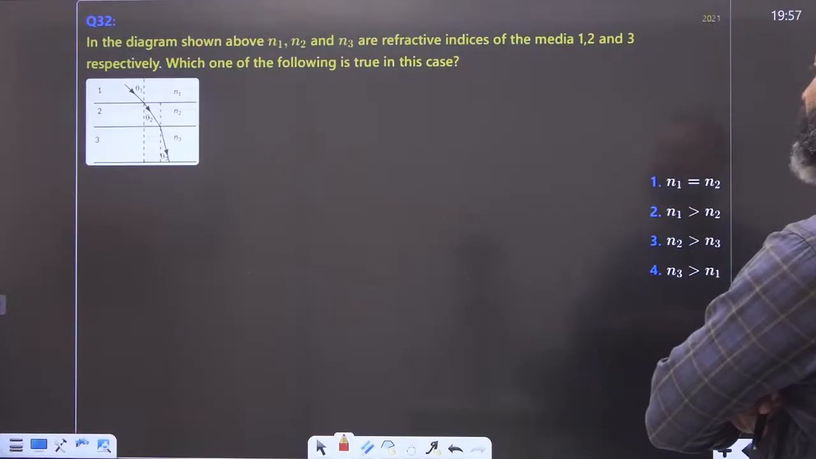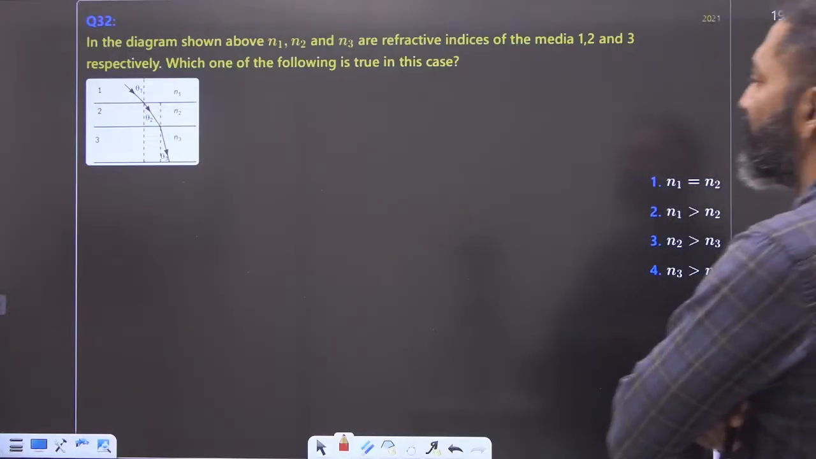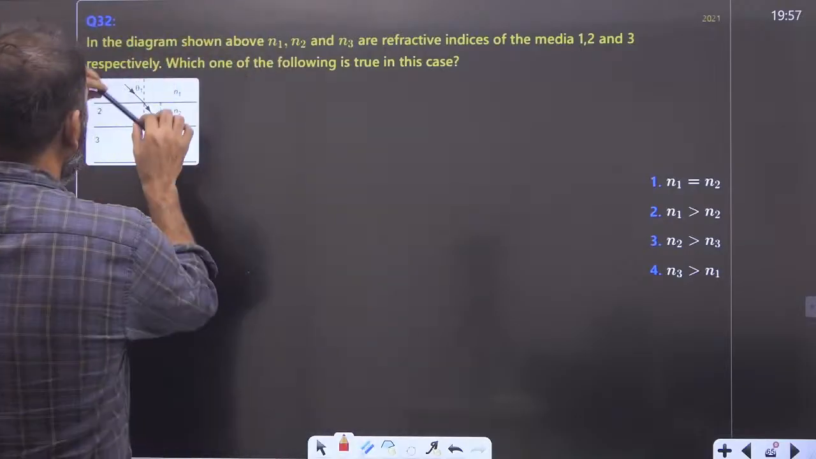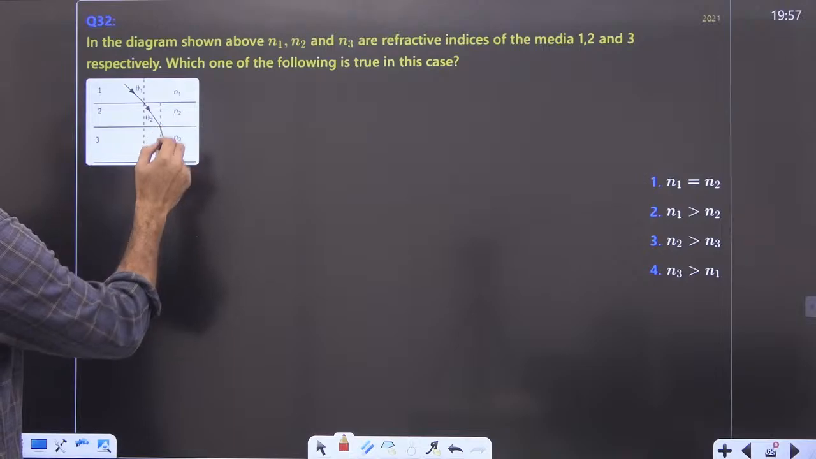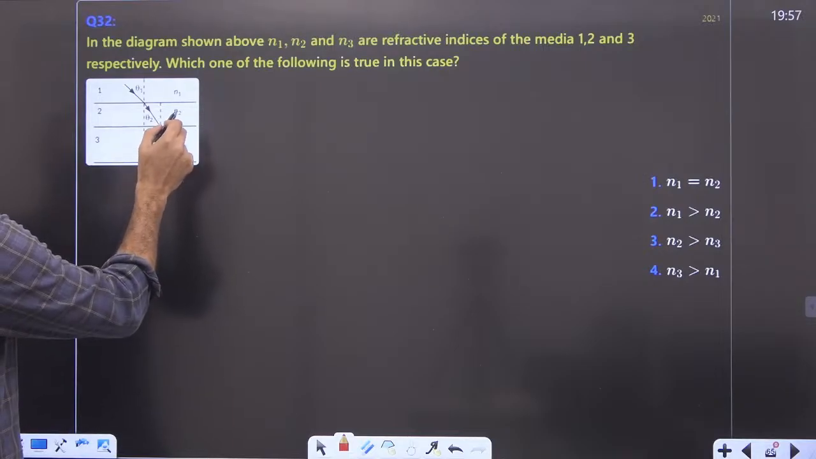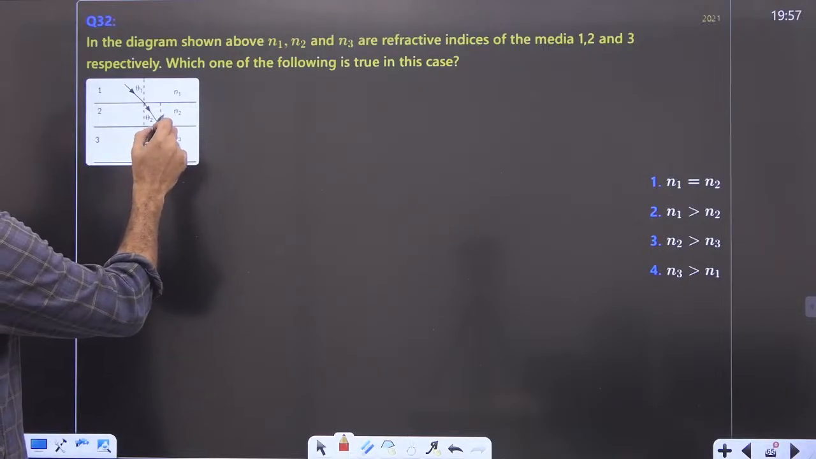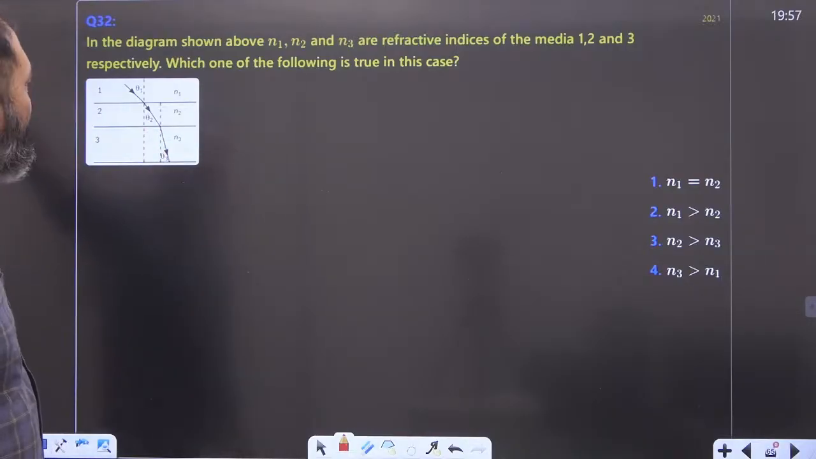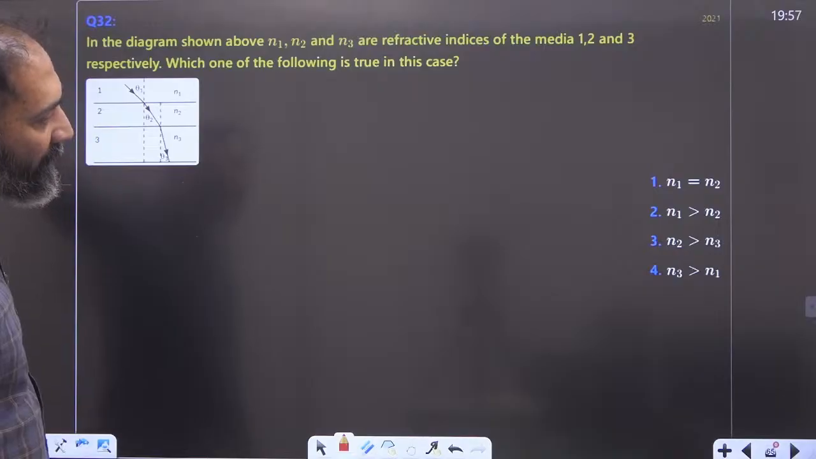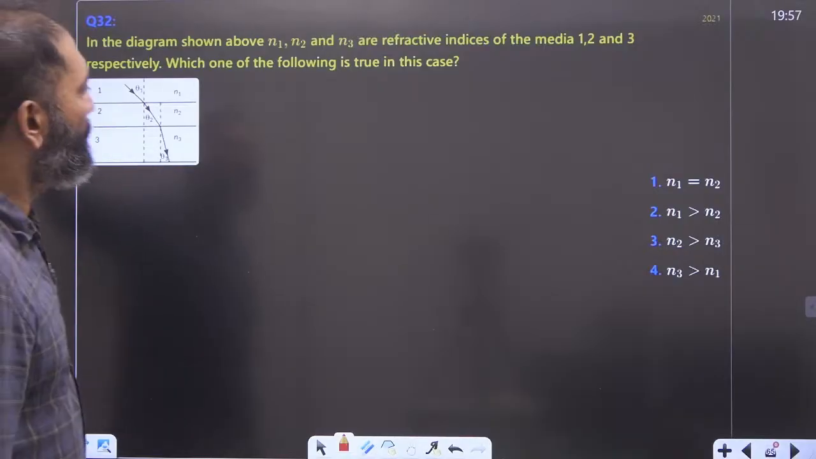Then N2 greater than N3, N3 greater than N1. ഇത് സ്ട്രേറ്റ് ലൈൻ ആണോ? അല്ല, ഇവിടെ എന്തായാലും ഒരു കാര്യം ഉറപ്പാണ്. N2 to N3 എന്താ? N2 റയറും N3 ഡെൻസറും ആണ്. അപ്പോൾ N3 greater than N2 ഉണ്ട്. അത് ഓപ്ഷൻ ഉണ്ടോ? ഇല്ല. അപ്പൊ നമുക്ക് നോക്കാം.